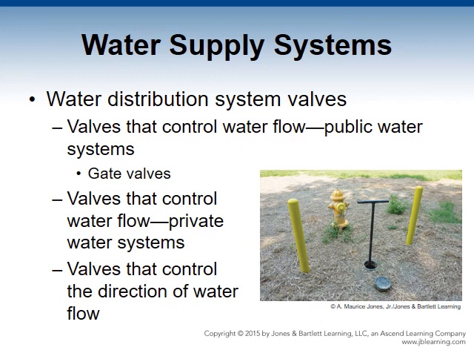Some valves control water flow from private water systems. First is an indicating valve, which allows a person to look at the valve and determine whether it is open, partially open, or closed. They are very helpful when performing periodic inspections.